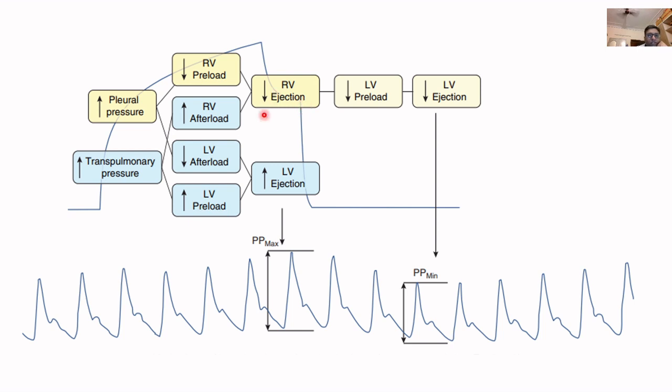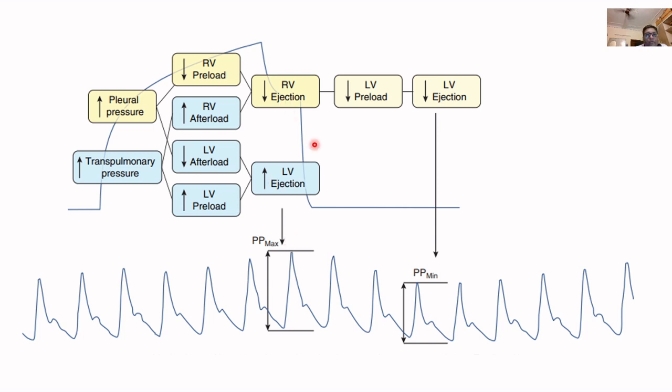After a few breaths, with this decreased RV ejection, what is happening on the left side is that because of this increase in pleural pressure, left ventricular afterload is decreasing. So the left ventricle is getting some help in contracting and ejection. So LV afterload is less, and LV preload is also increased because with the transpulmonary pressure, some squeezing of pulmonary vessels is happening. So the immediate impact of the positive pressure breath is that your pulse pressure, your stroke volume, your systolic pressure is maximum with the inspiration.